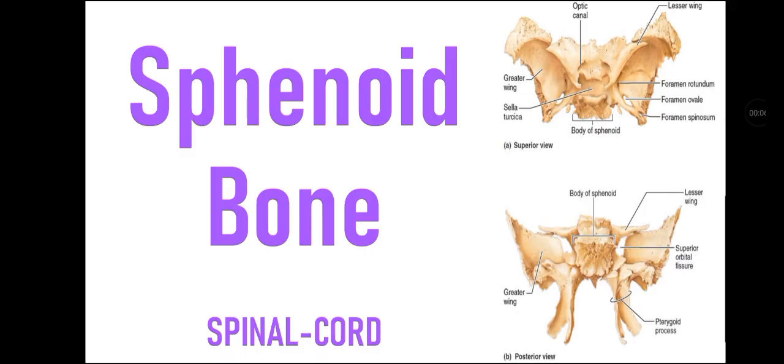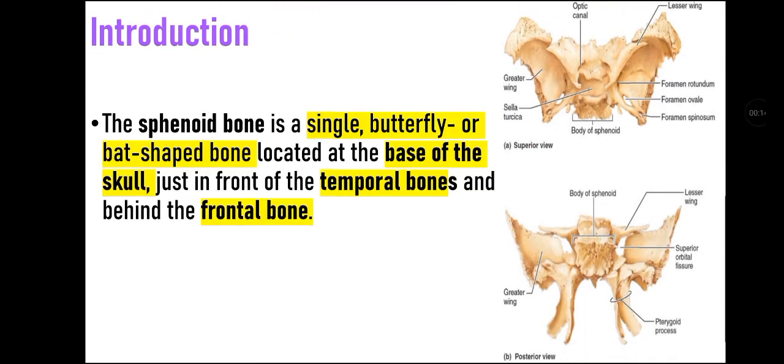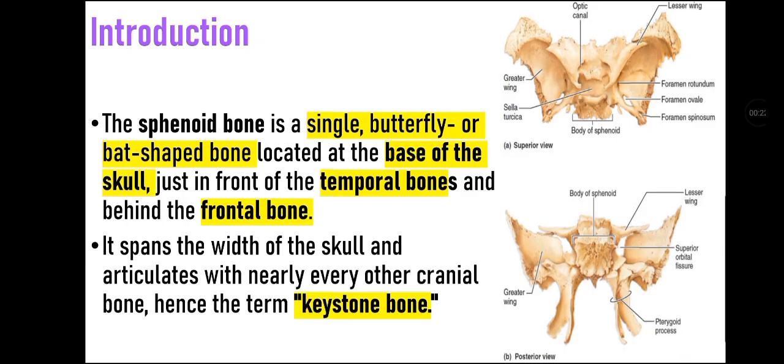And here at the side you can see the diagrammatic representation of sphenoid bone, superior view and posterior view. So let's start the topic with introduction. Sphenoid bone is a single butterfly or bat-shaped bone located at the base of skull, just in front of temporal bone and behind the frontal bone. It spans the width of skull and articulates with nearly every other cranial bone, hence it is named as keystone bone.